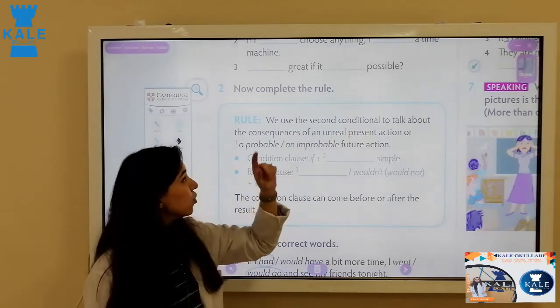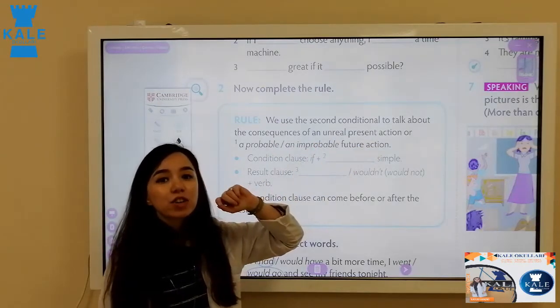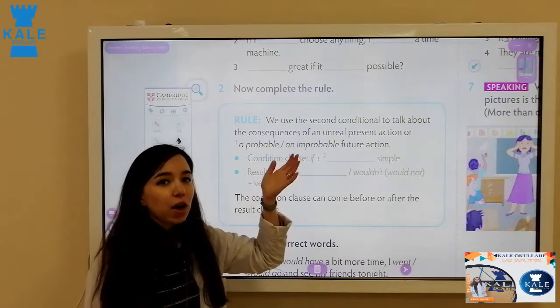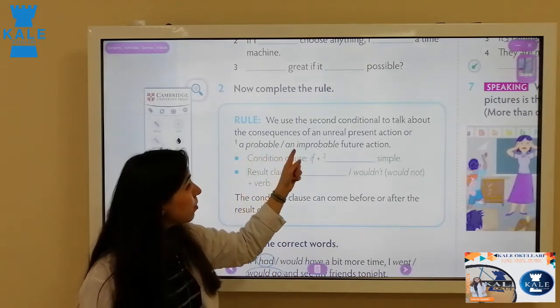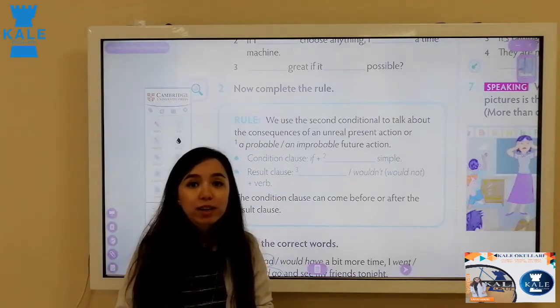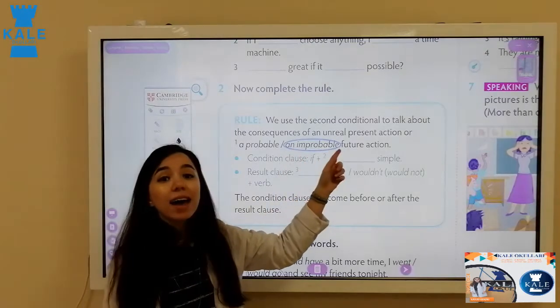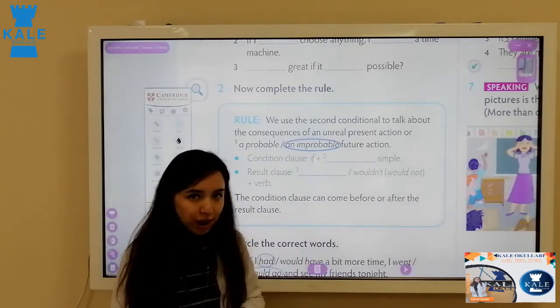We use the second conditional to talk about the consequence of unreal present action. When we say unreal present action, it's not happening now. Yes, we know that it's impossible to happen. Or a probable or improbable future action. When we say something is impossible, we understand that here it is improbable. Improbable means impossible future action.